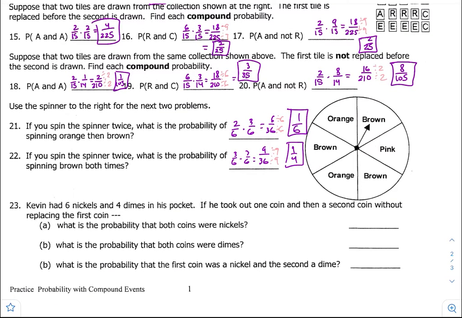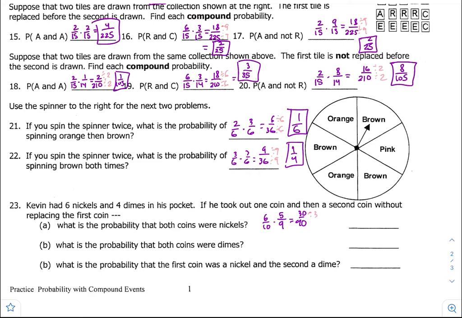Last one. 23. 6 nickels, 4 dimes in a pocket. If you took out 1 coin, then a second coin without replacing the first coin, so that means he does not put the first coin back. What's the probability that both coins were nickels? The probability of getting the first nickel is 6 out of 10. The probability of getting a second nickel, now remember, there's one less nickel to take, and there's one less coin in the bag, because you already took out 1 nickel in the first draw. So 6 tenths times 5 ninths, that's 30 over 90.